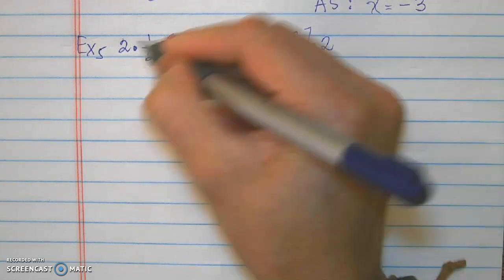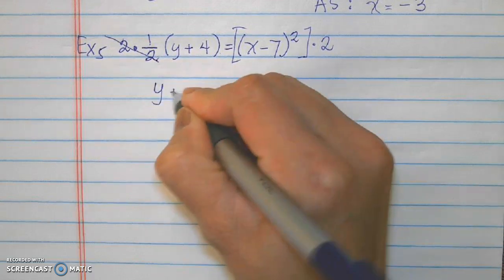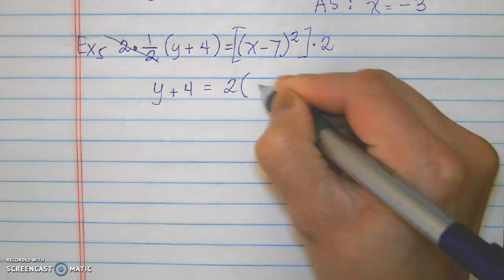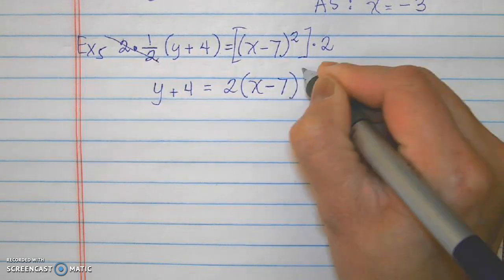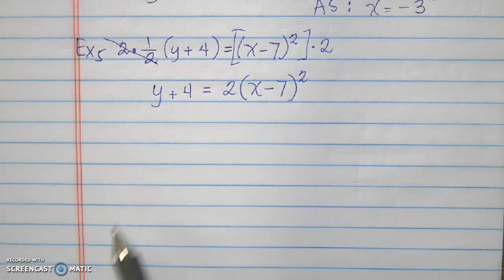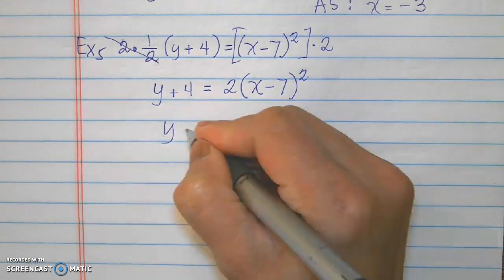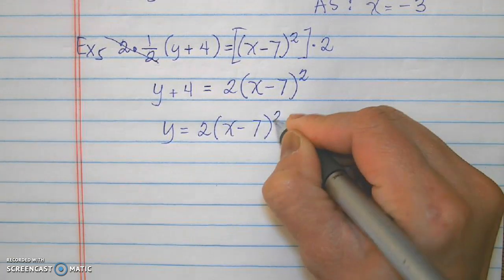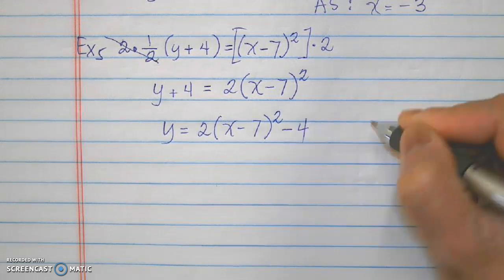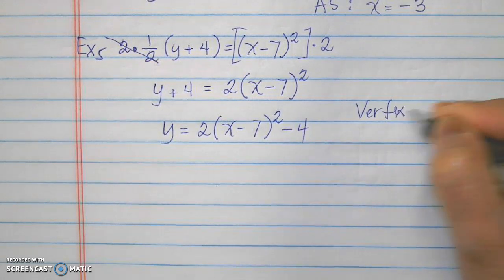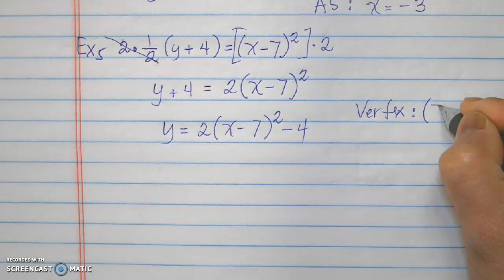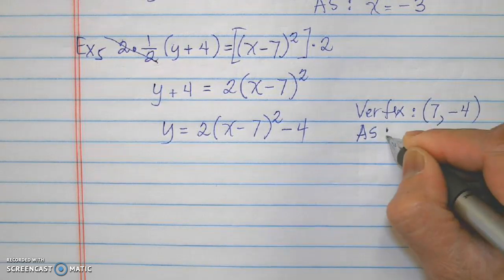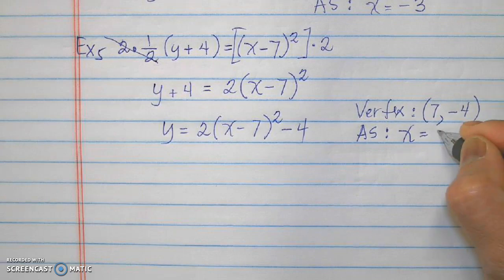Now, I will rewrite this. This now is gone. I will just have y plus 4. I will put this 2 in the front, making it look like this. Okay, see that? That's your A. And move this to the other side. And you're done. Equals 2 times x minus 7 squared minus 4. Your vertex is positive 7 comma negative 4. And your axis of symmetry is x equals positive 7.